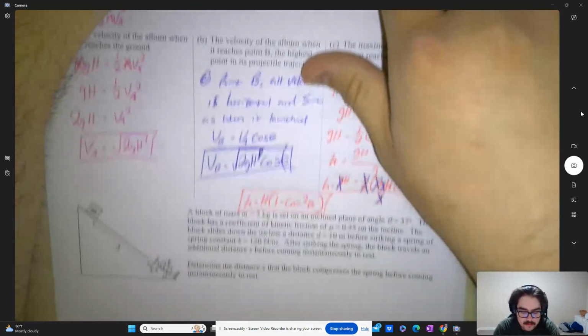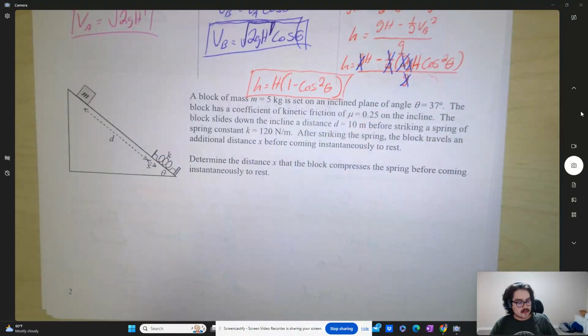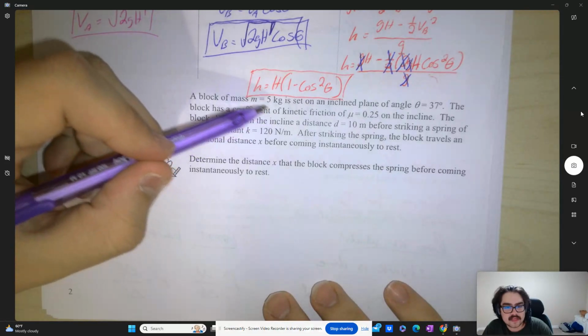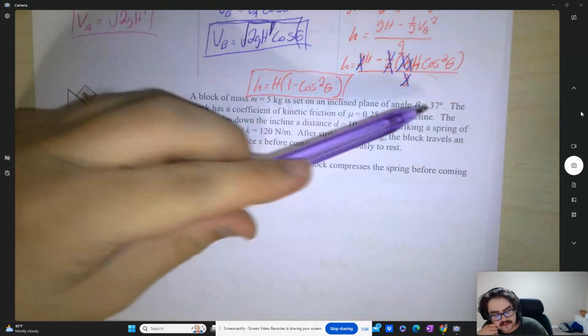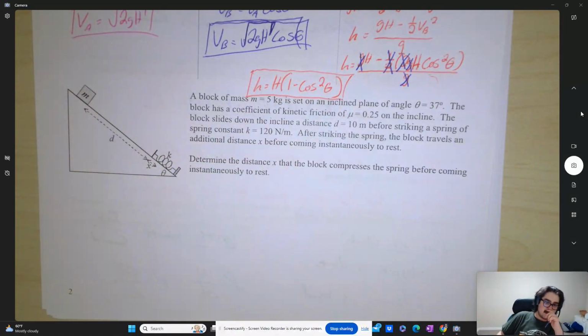Okay, let's look at this problem on the incline. There's a homework problem very similar to it, and this one is kind of tricky for one big reason. This is a block of mass m, 5 kilograms, set on an inclined plane of theta equals 37 degrees. The block has a coefficient of kinetic friction of mu equals 0.25 on this incline. The block slides down the incline a distance d equals 10 meters before striking a spring of spring constant k equals 120 newtons per meter. After striking the spring, the block travels an additional distance x before coming instantaneously to rest. Determine the distance x that the block compresses the spring before coming to rest.